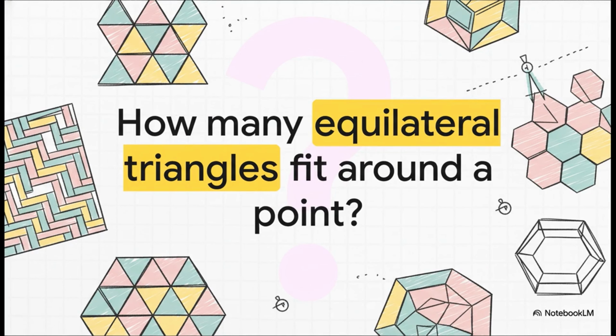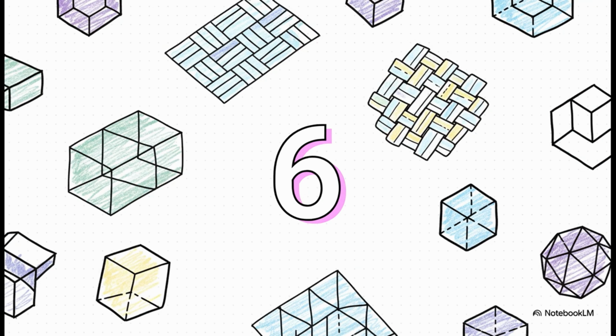So, does this whole 360-degree rule work for other shapes? What about equilateral triangles? Each of their corners is 60 degrees. So how many of those do you think we need? You got it, exactly 6. 6 of those 60-degree angles click together to make a perfect 360. Again, no gaps, no overlaps. It's a perfect fit.